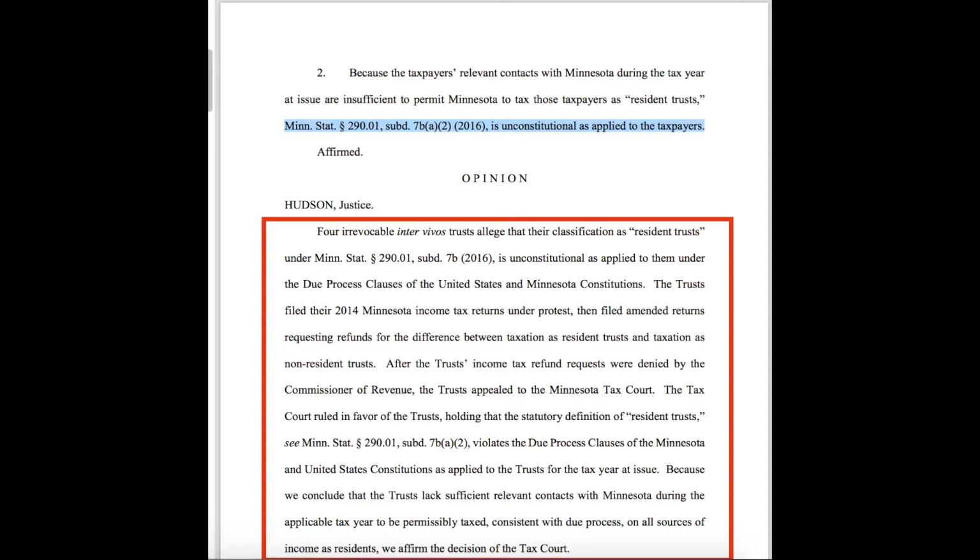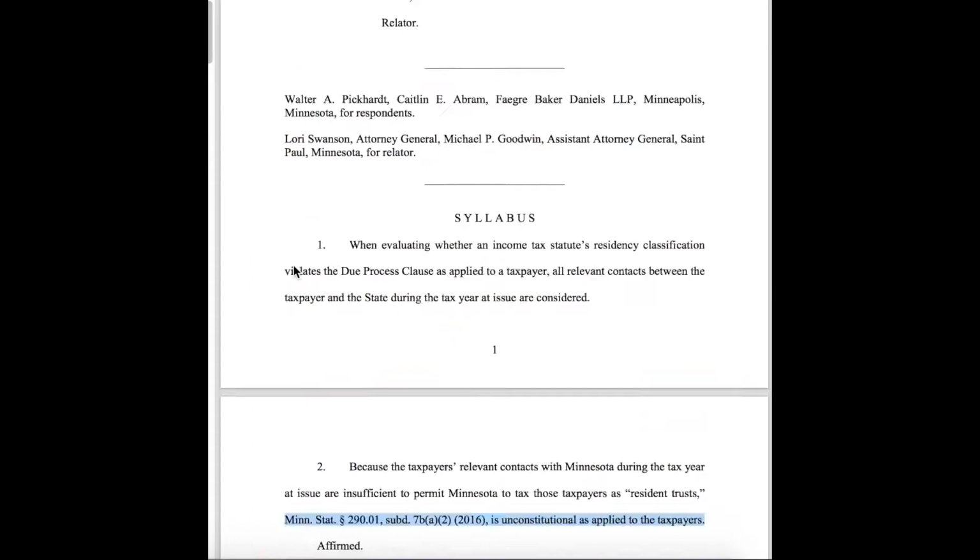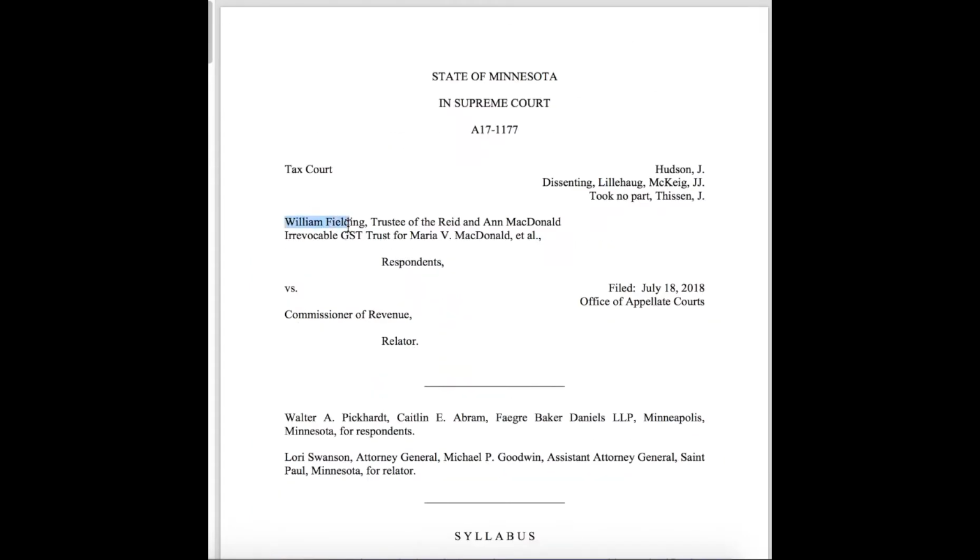You don't automatically retain the right to tax the trust, even if it was formed in Minnesota, the state who's claiming to be the tax authority. And this trustee, Mr. Fielding, took him to task and won. Now, that was not the only contention made against the commissioner, but that was one of the reasons they fought the taxing authority. And the judges agreed.